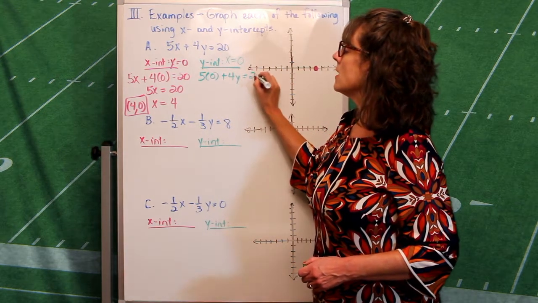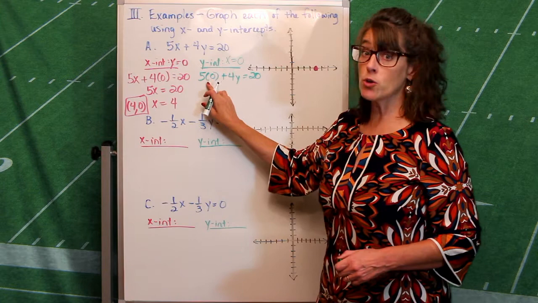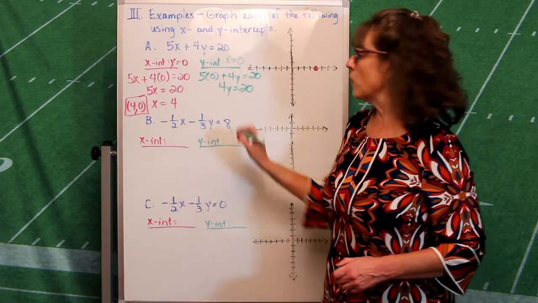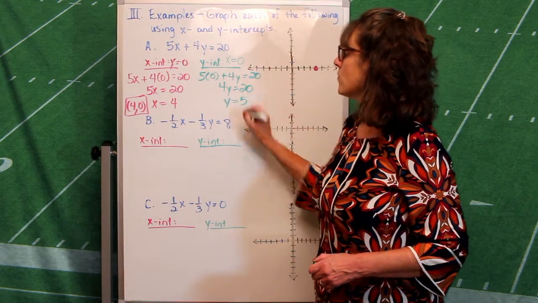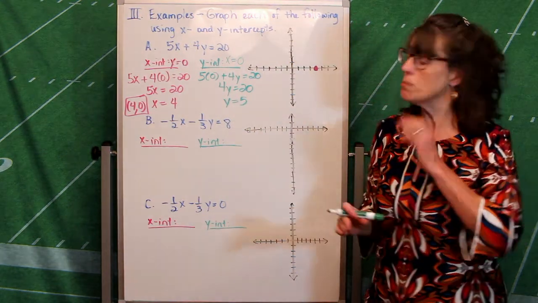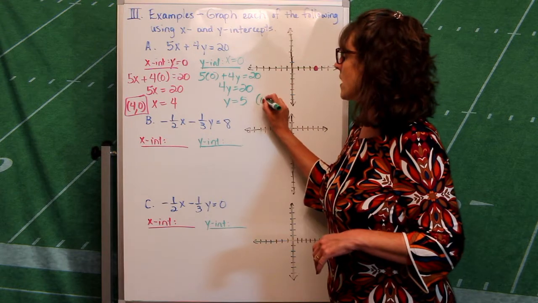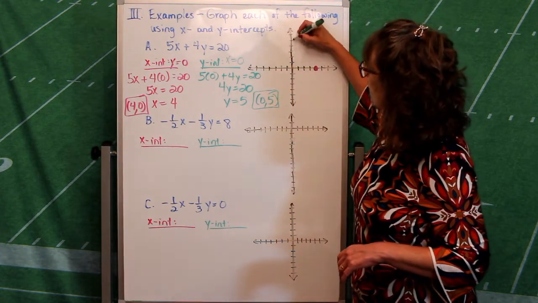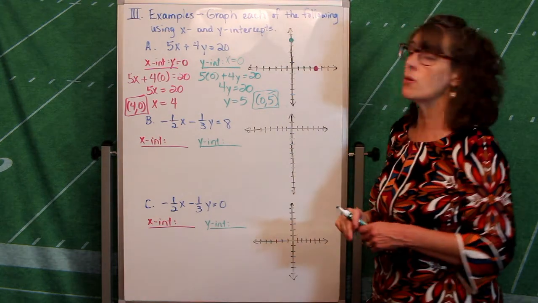And then remember, anything times 0 is 0. The entire term is gone. I'm left with 4y equals 20. And we know to divide by 4 at this point, that's going to give me y equals 5. And again, my students, put that in coordinate form. The x was 0, the y came out as a 5, giving me the point 0,5, which sits right here. Yep, it does cross that y-axis.